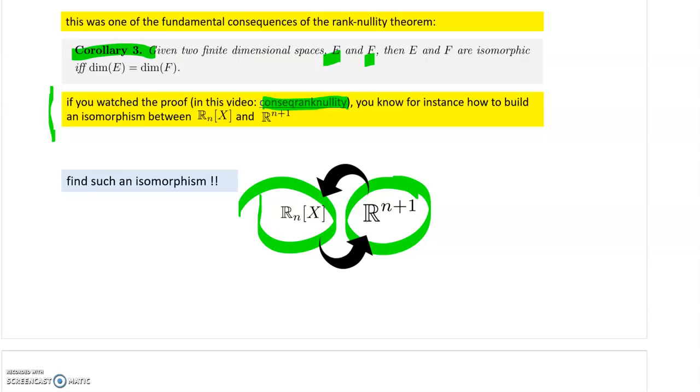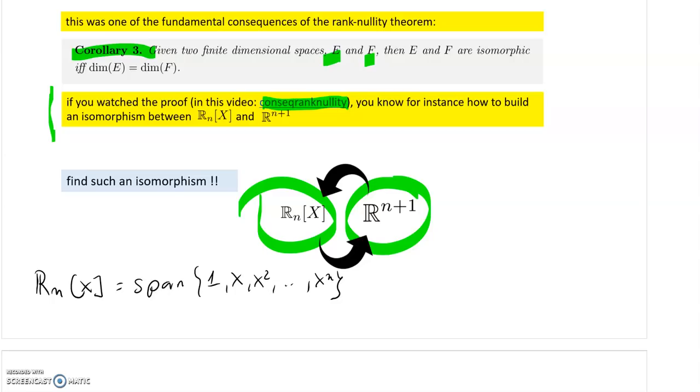So as we said several times, a linear map is entirely described by the image of a basis of its domain. A basis of Rn of x is spanned by the standard basis: 1, x, x², and x to the n.